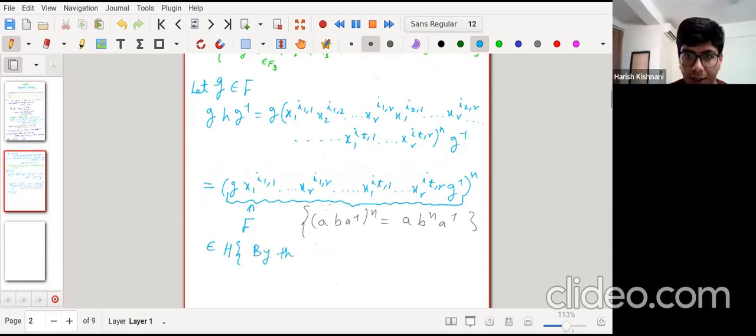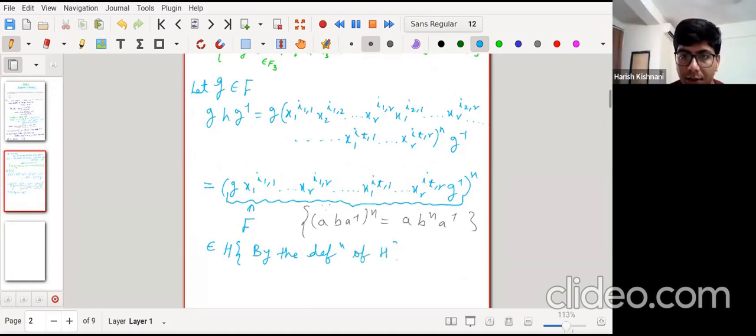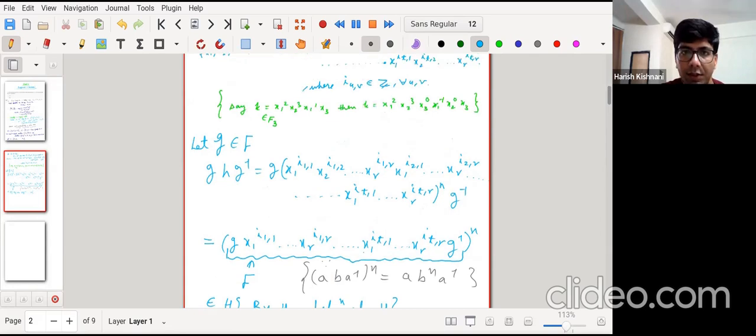Shalini, I haven't used anything related to free groups. This question became very easy. Yes, sir, by the definition of H. Okay. So in fact, this should follow for any group, because we are not using anything specific. It is following for a free group. It will follow for any group. Let's see the proof once again.